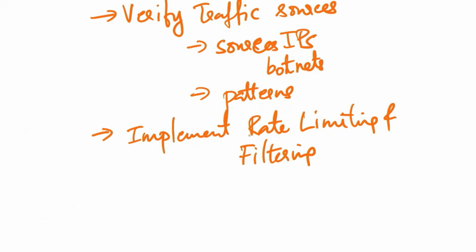So rate limiting places a cap or threshold on the number of requests or packets that can be processed within a specific time frame. The primary purpose of rate limiting is to prevent excessive or malicious traffic from consuming all available resources and causing service degradation or disruption.